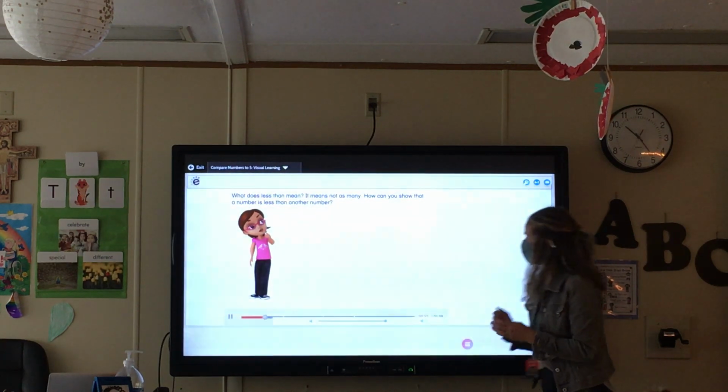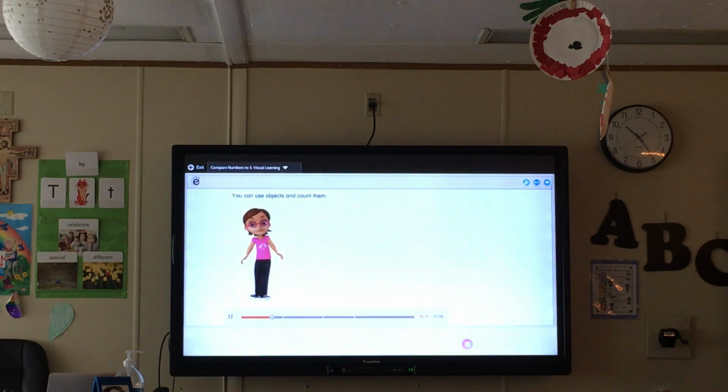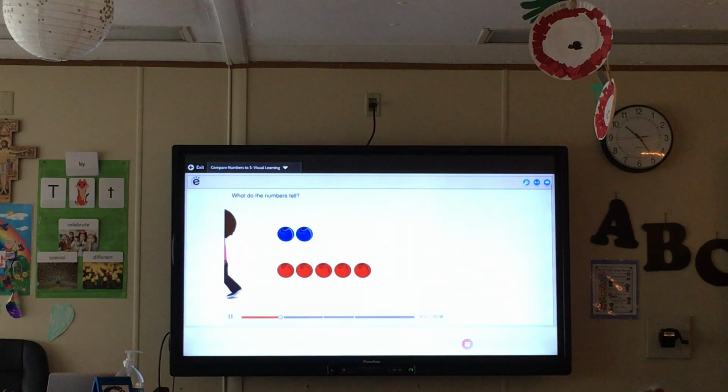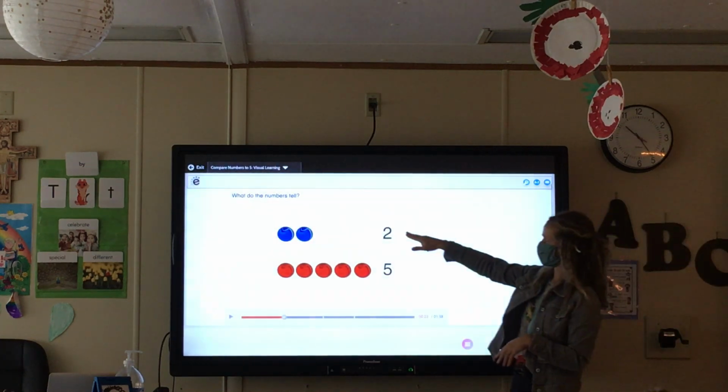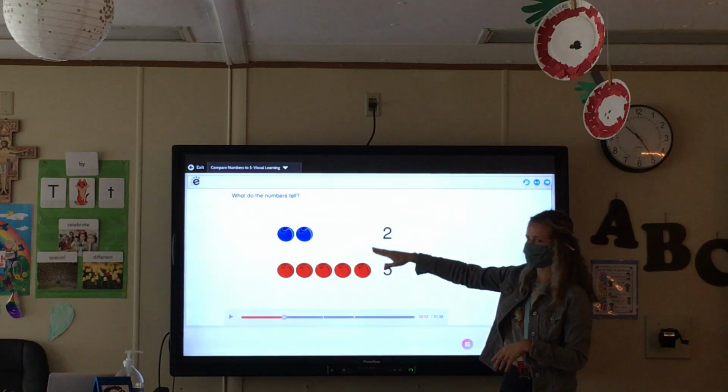A number is less than another number? You can use objects and count them. What do the numbers tell? Okay, what number do you see up here? So the 2 represents the 2 blue, I believe these are just marbles.